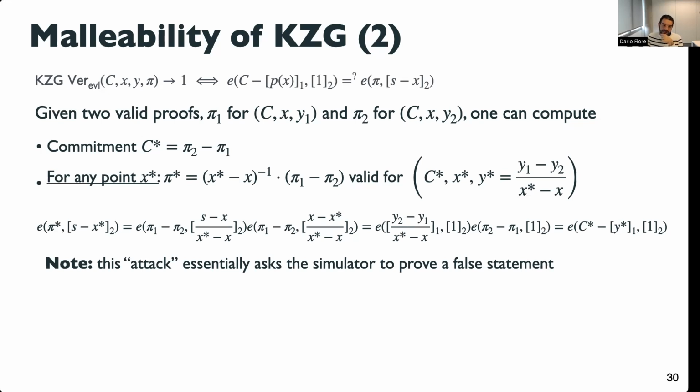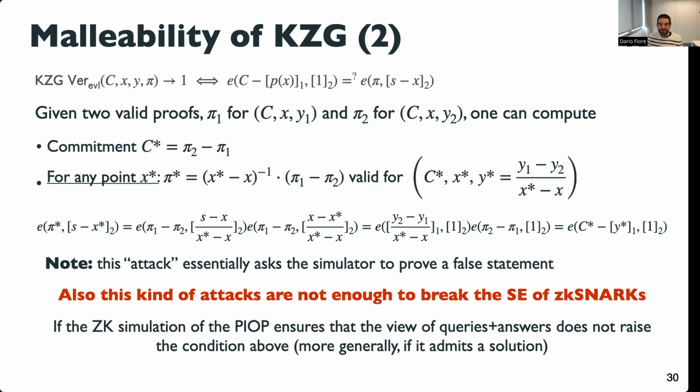Now, a note is that this attack is a bit unnatural, if you want, because it's really asking the simulator to prove something obviously false, right? Because essentially you're asking, can you prove that if you have something in this commitment on X gives you Y1, and then later you ask, oh, now prove to me that it gives you Y2 for the same polynomial and the same input. So, right, everyone can test that this is false.